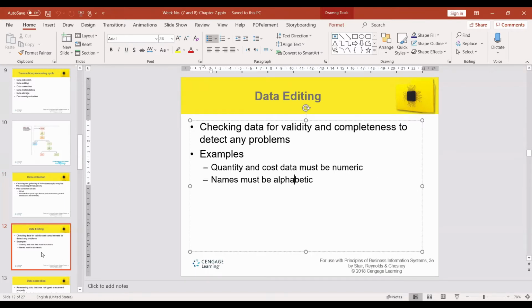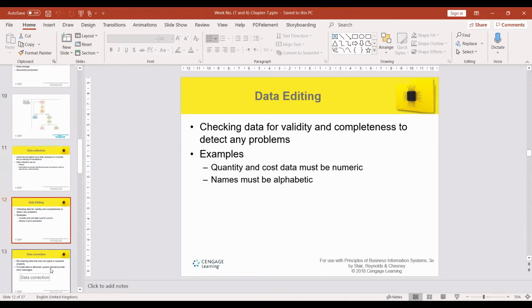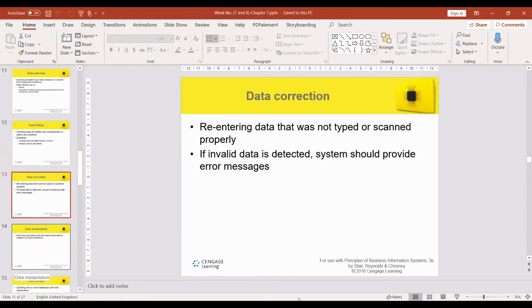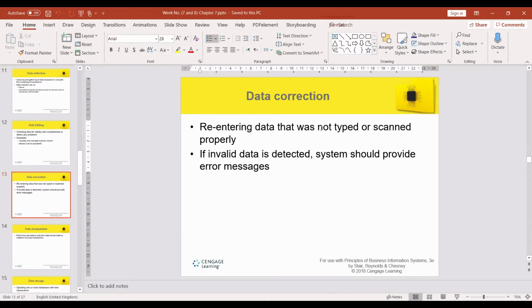The next step is data correction. During the data editing, you may find some issues, so you need to fix them. Re-entering the data that was not typed or scanned properly. Maybe your scanner is not working properly. You missed a few important data related to the product or customer. So you have to re-enter. Maybe you entered the wrong ID number, wrong information, wrong address. So you need to fix that in this phase.